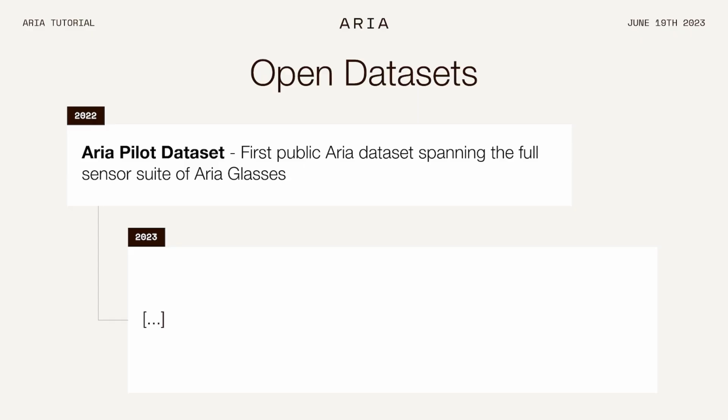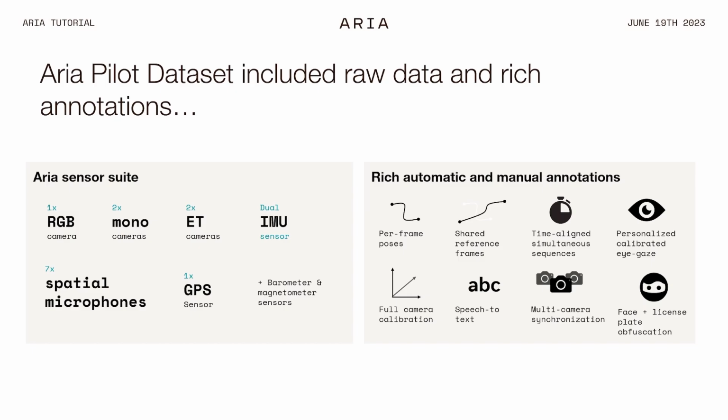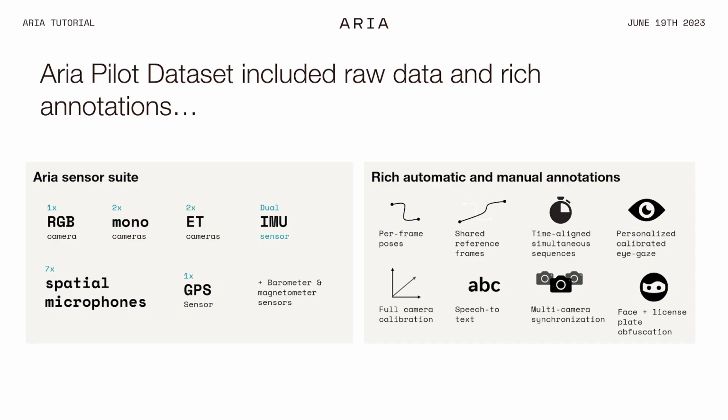As a reminder, last year we released the Aria pilot dataset. This was the first dataset that spanned the entire sensor suite of the Aria glasses. And not only was that the entire sensor suite, that also included some of the annotations that we described earlier, whether there were rich automatic annotations from things like machine perception services or manual annotations on top of those. So for example, we had per frame poses for all of the sequences in those data sets. We had time-aligned sequences between sequences that were captured simultaneously. And we had things like speech to text so that we could open up opportunities to explore challenges in contextual AI.